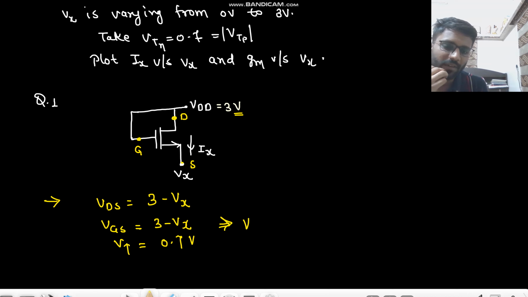From here you can calculate V overdrive. This factor, VGS minus VT, we call it V overdrive. Okay, we call it V overdrive. This VGS minus VT, we call it V overdrive sometimes. Okay, that is 2.3 minus Vx.